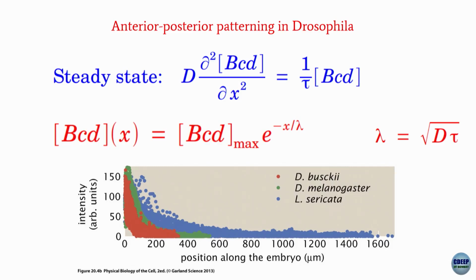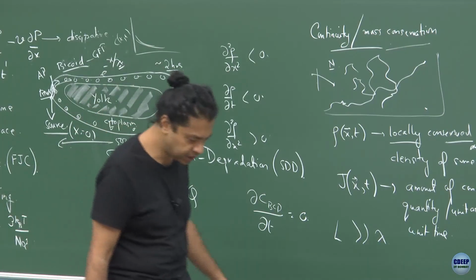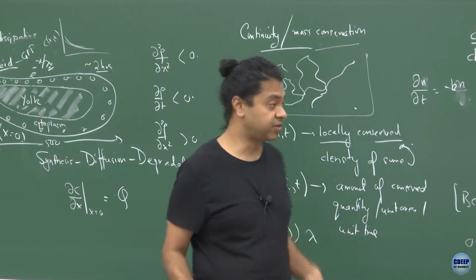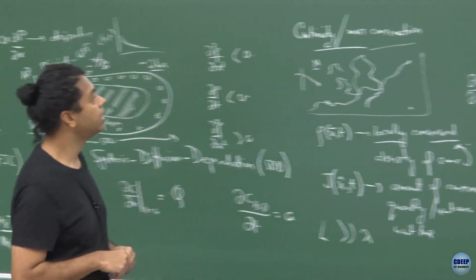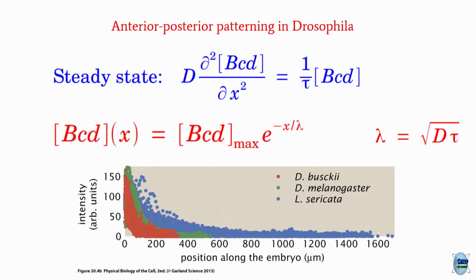But then you can do this experiment in different Drosophila species, and each fly species has a certain length. Something is around 400, Melanogaster is around 500, 600. This is a much longer one, Sericata, which is around 1500. And the assumption is that it's the same Bicoid protein that is diffusing. It has the same lifetime and the same diffusion coefficient. Therefore, the lambda, the characteristic length scale, should not change.